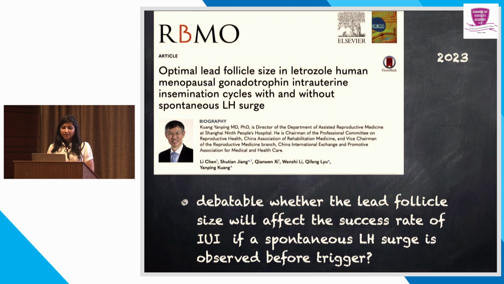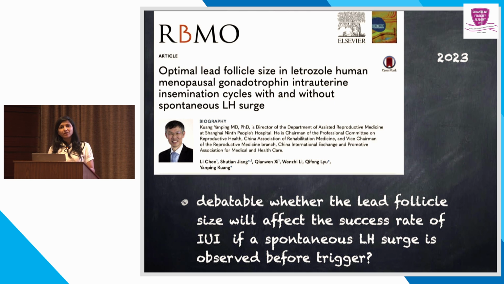This was a very nice study by a Chinese author, Chen et al., about what the optimal lead follicle size should be in letrozole HMG IUI cycles. They nicely made 2 groups: one group with a spontaneous LH surge, and another group without a spontaneous LH surge. Sometimes when there is a spontaneous LH surge, we think we should cancel the IUI because she has already had a surge and it will have a negative impact. So what they did, though the lady was having a spontaneous LH surge, was give the trigger but do the IUI within 24 hours rather than after 35 hours.